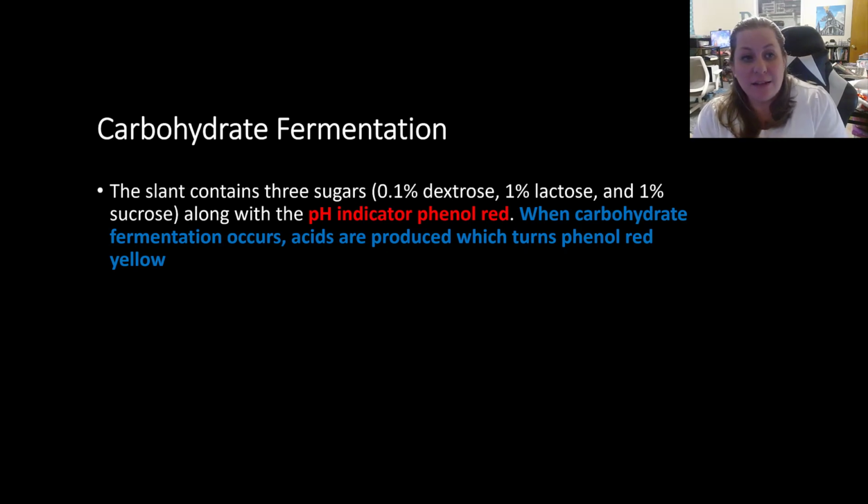So the slant does contain 3 sugars. That's why it's called a triple sugar or TSI. It has dextrose, lactose, and sucrose. It also has a pH indicator of phenol red in it.